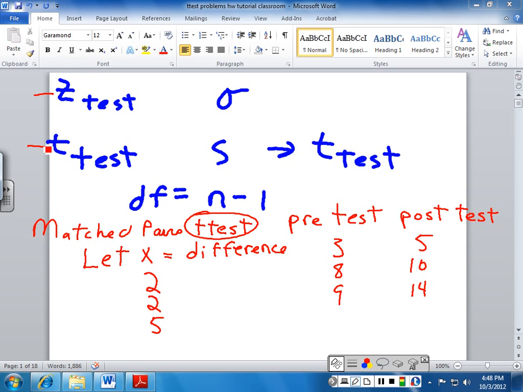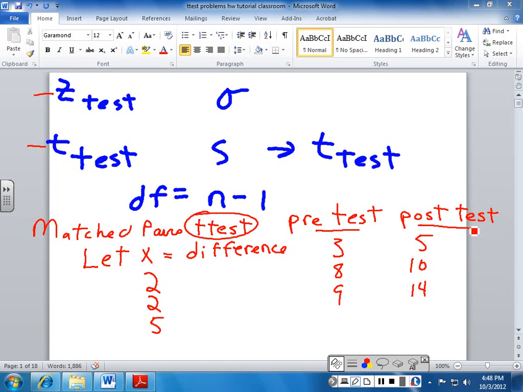It's just that it starts out with, instead of just giving you x values or sample means and so on, it gives you pre-test and post-test, or before and after scores. They can be matched in other ways too. It could be like husband and wife and their attitudes towards something, and you're looking at the differences there. But the most common one by far is the pre-test, post-test, or before and after kind of thing.